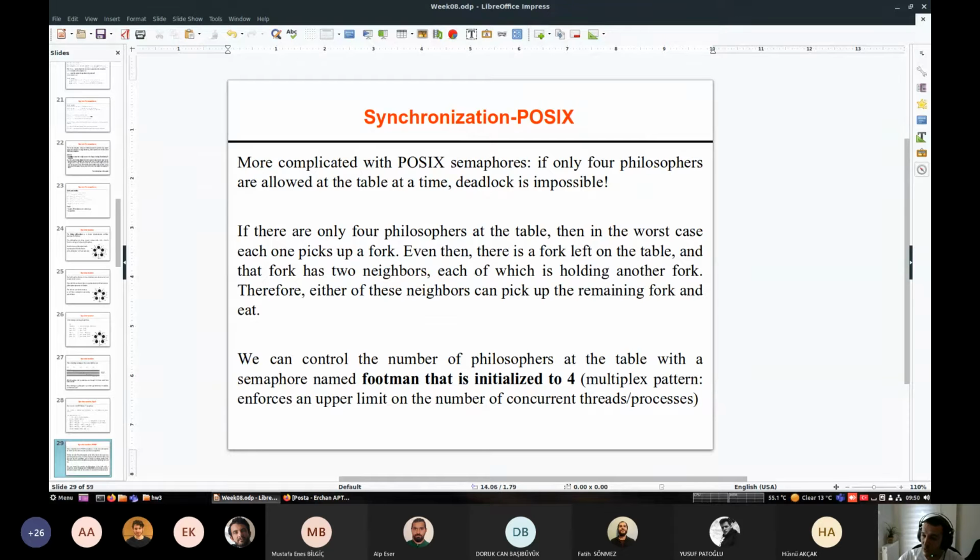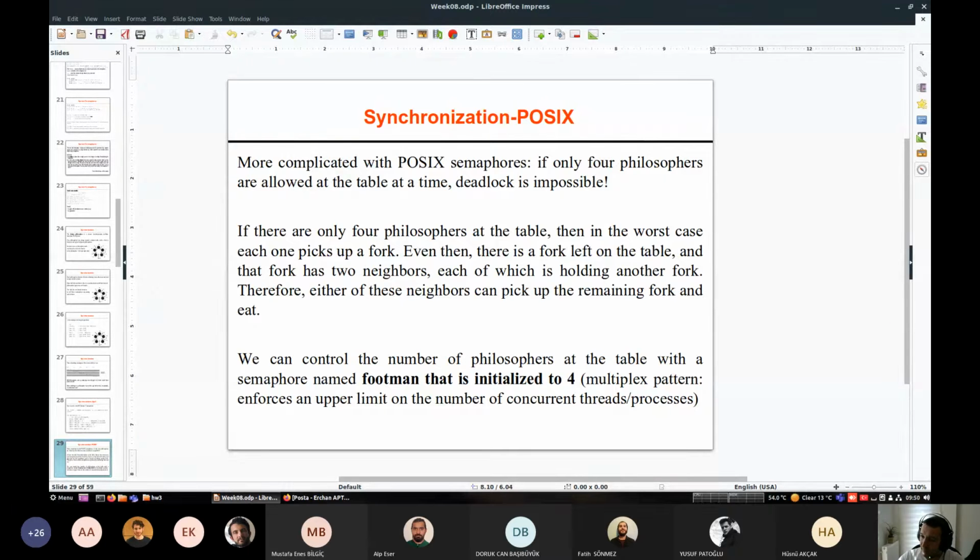Now, the number of philosophers, however, is not 4. It is 5. However, we can control implicitly the number of philosophers at the table with a semaphore named footman, initialized to 4.